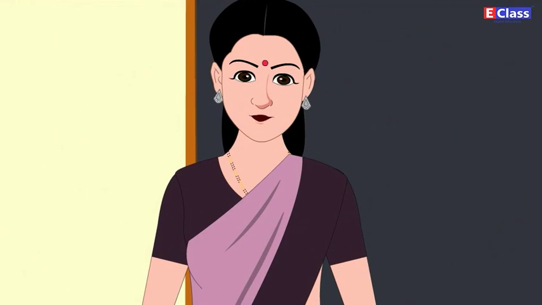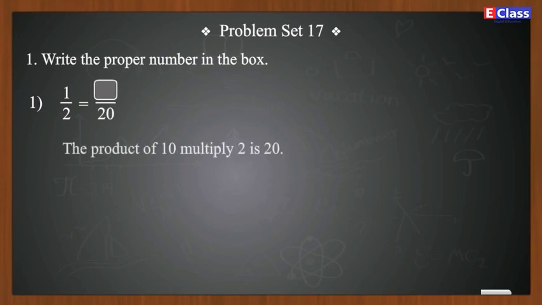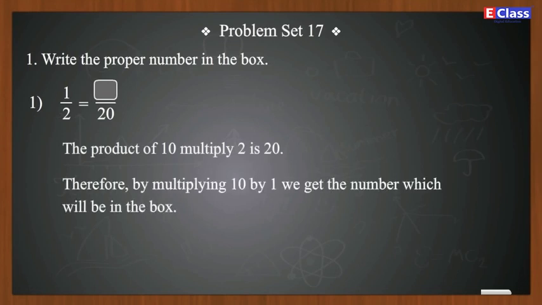Dear students, now we will solve problem set 17. 1. Write the proper number in the box. 1 upon 2 is equal to empty box upon 20. The product of 10 multiplied by 2 is 20. Therefore, by multiplying 10 by 1, we get the number which will be in the box. Therefore, the number in the box is 1 multiplied by 10 is equal to 10.